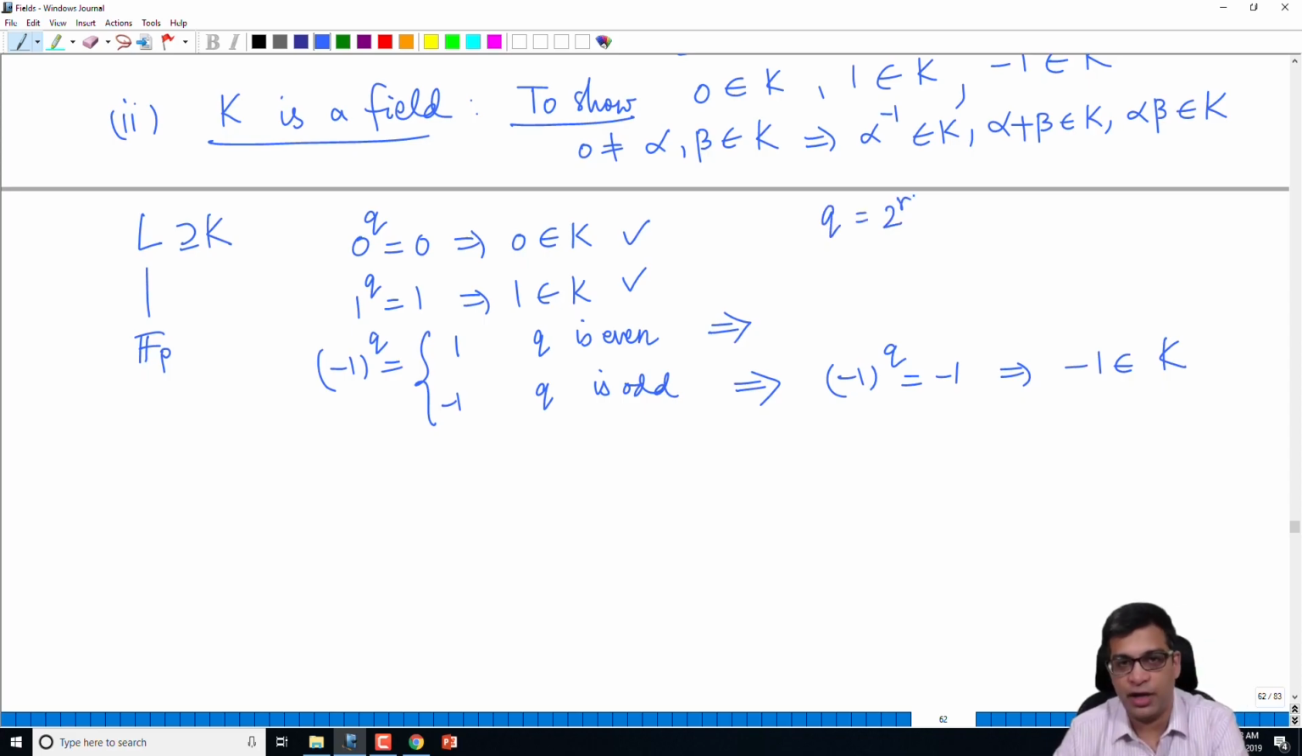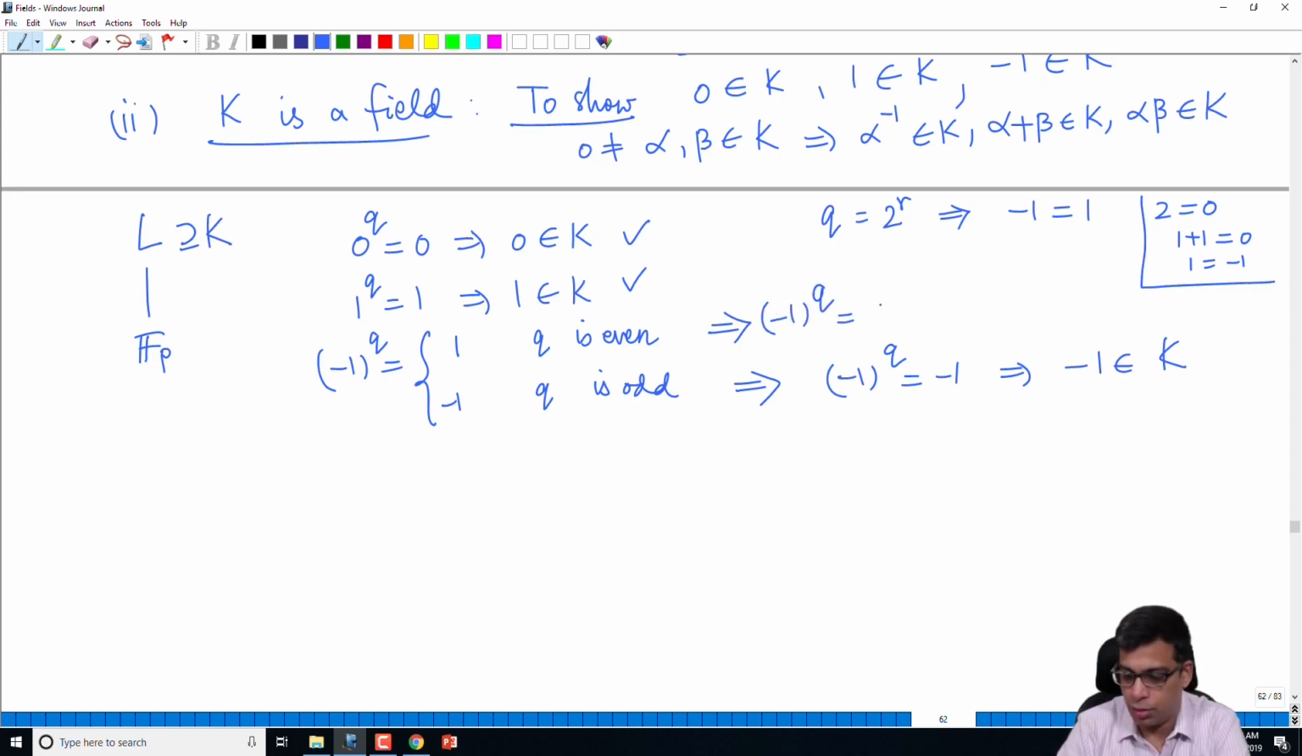The only even numbers which are powers of primes are powers of 2, in which case minus 1 is 1 because the characteristic is 2. So 2 equal to 0 means 1 plus 1 equal to 0, that means 1 equal to minus 1. So again in this case minus 1 power q is actually equal to 1, which is equal to minus 1. So minus 1 is in k.